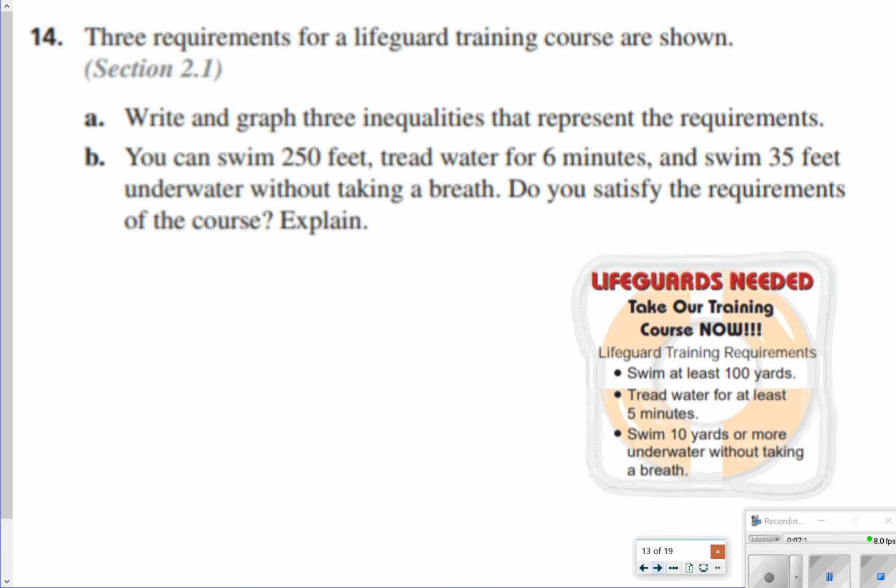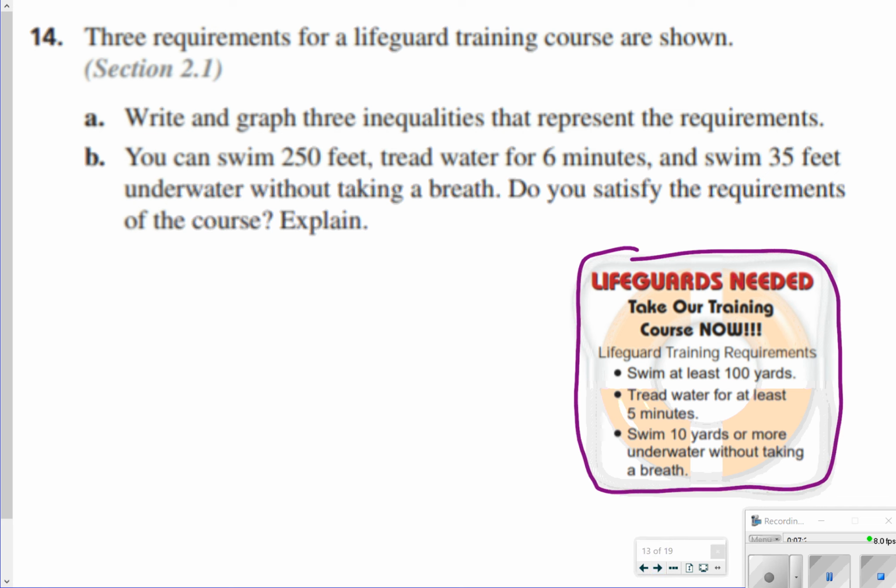Number 14 has like 3 things that you need to write. There are 3 requirements for a lifeguard training course shown. You have to swim at least 100 yards, tread water for at least 5 minutes, and swim 10 yards or more underwater without taking a breath. Kind of tricky. So letter A says write and graph 3 inequalities that represent the requirements.